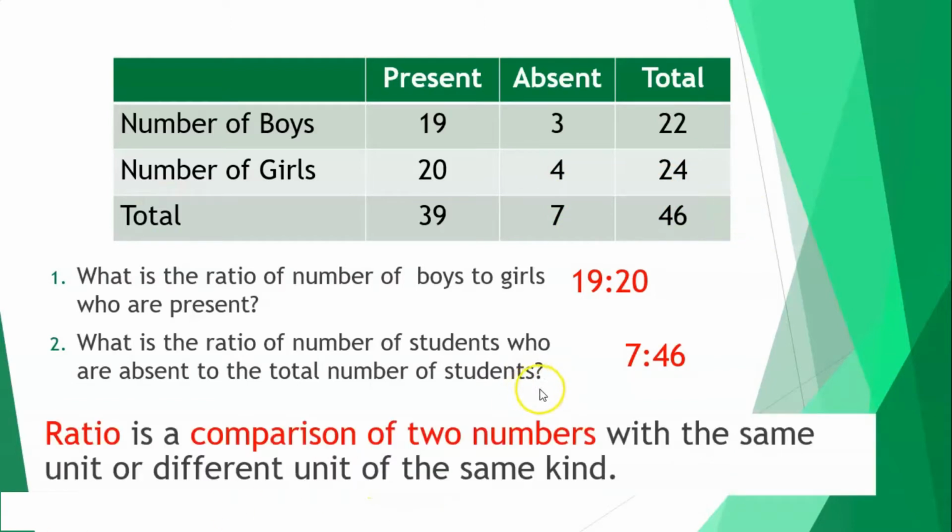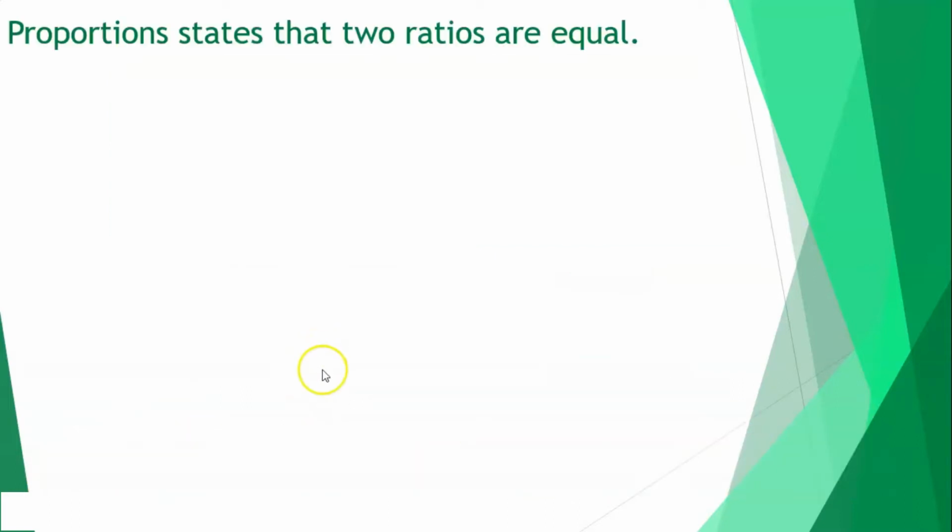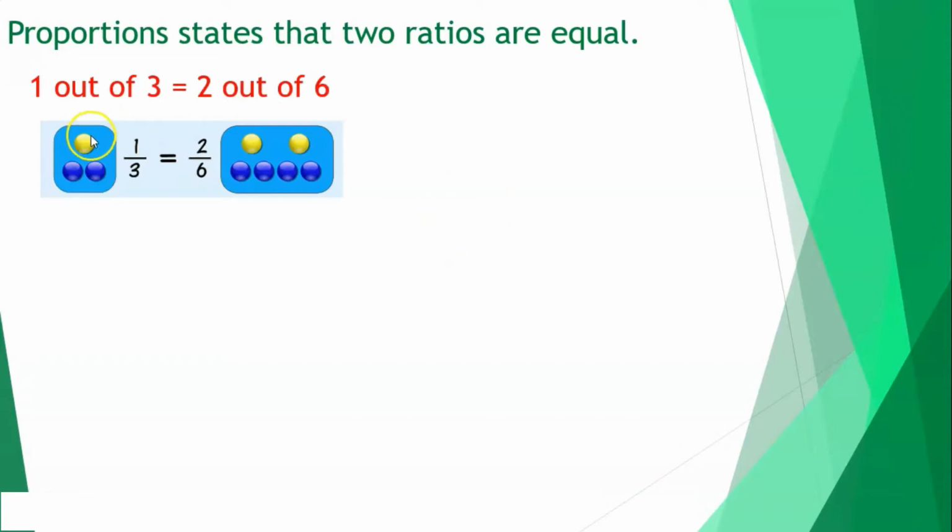Now, when you say ratio, it is a comparison of two numbers with the same unit or different unit of the same kind. Now, proportion states that two ratios are equal. So, for example, we have here 1/3 is equal to 2/6. This is an example of proportions.